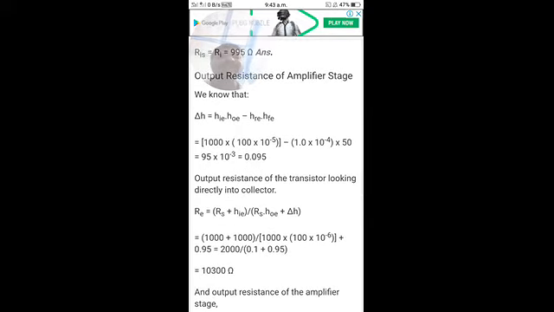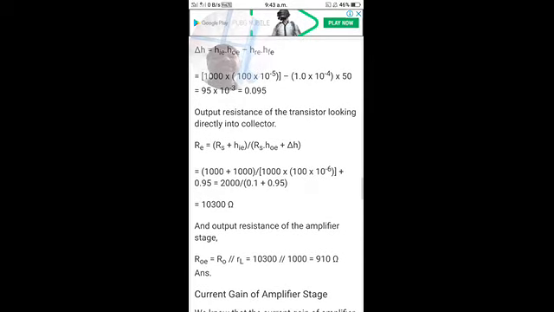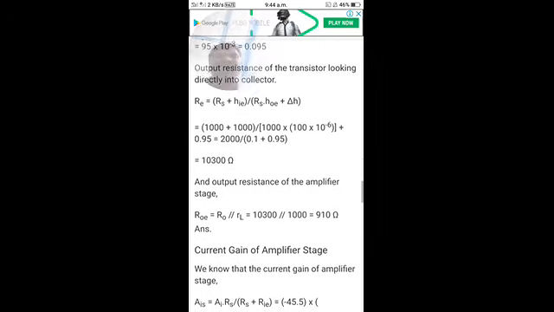The output resistance of the transistor looking directly into the collector, Ro, is Rs plus hie divided by Rs plus hoe plus delta h. Substituting the values, we get 10.3 kilo ohms output resistance. The output resistance of the amplifier stage, Ro dash, is the combination of Ro in parallel with RL, so it is 10.3 kilo ohms in parallel with 1 kilo ohm, which comes to around 910 ohms.